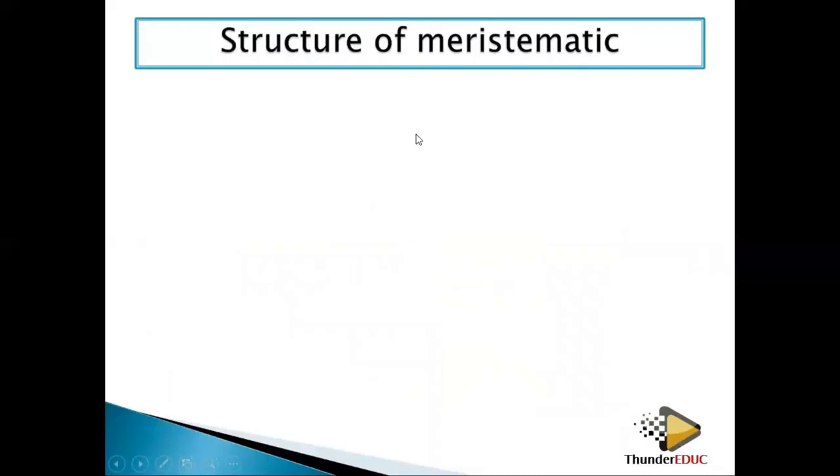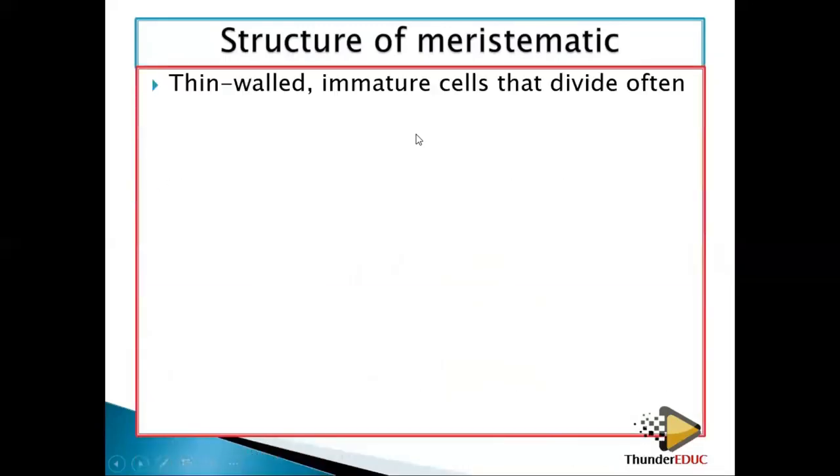So, structure of meristematic tissues. Number one, we are saying that these cells or these tissues are thin, they are very thin.